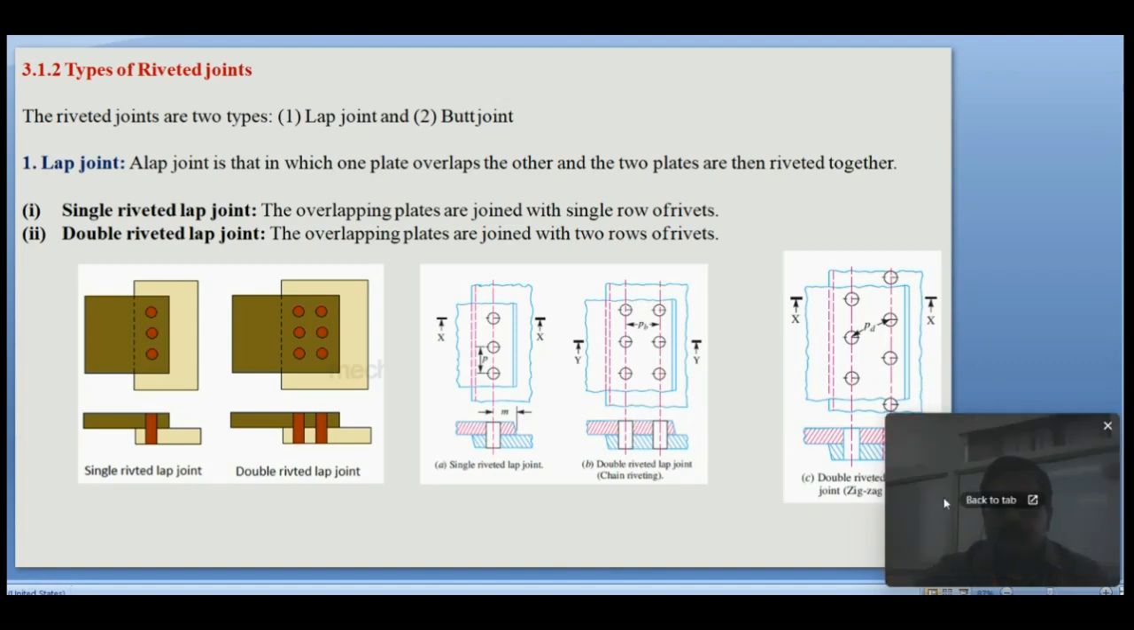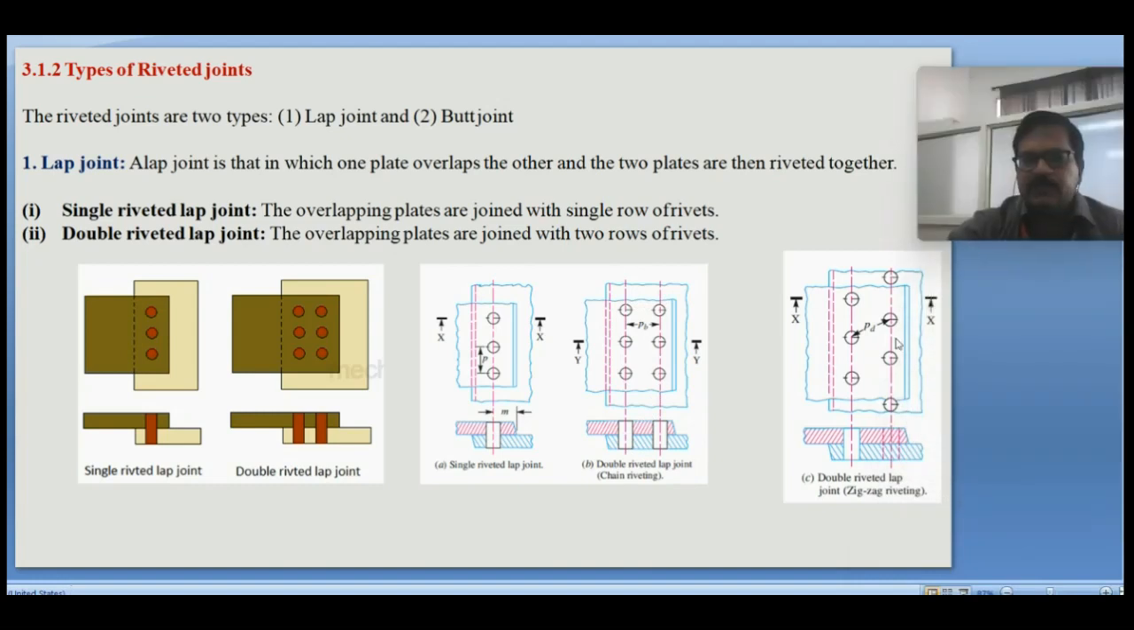And there can be another type of arrangement of the rivets. Here the rivets in the two adjacent rows are in the same line. This is called a chain riveting joint. Whereas here, even though there are two rows, the adjacent rivets in the two rows are not in the same line. They are in a zigzag manner. That's why this joint is known as a zigzag riveting joint.